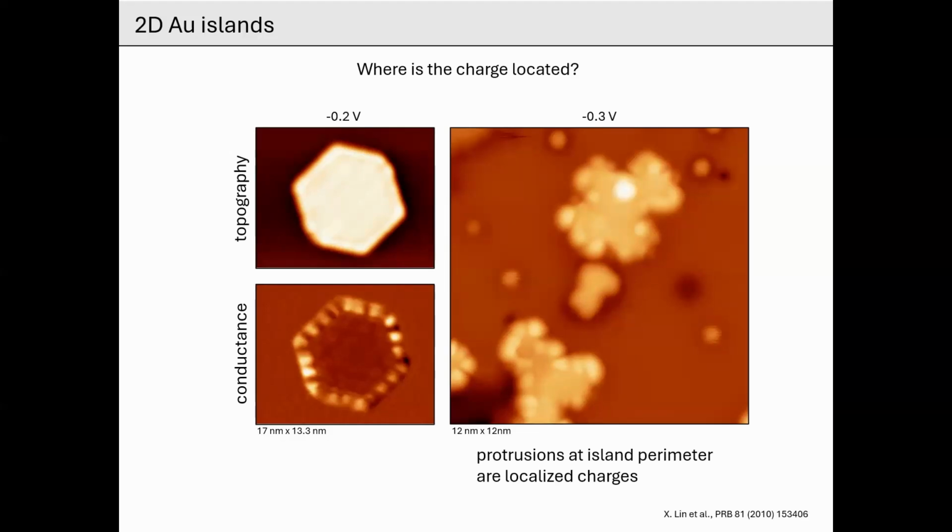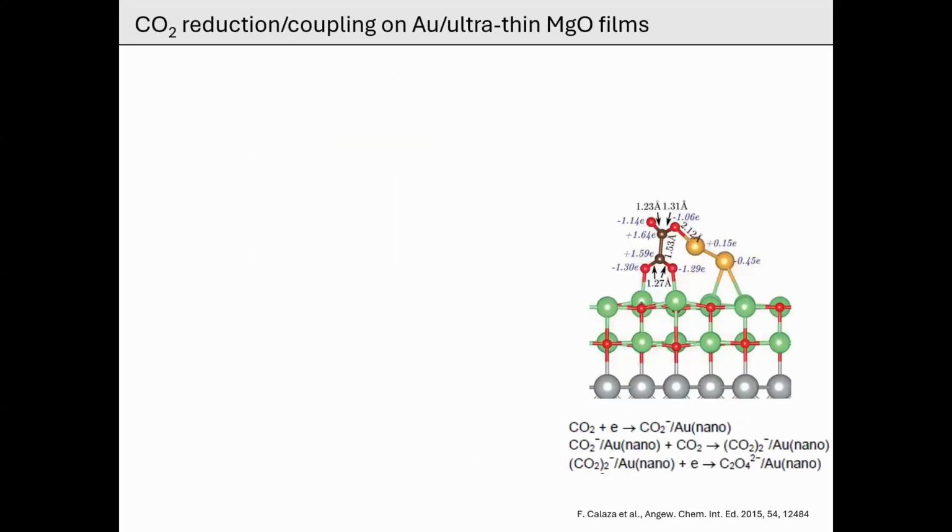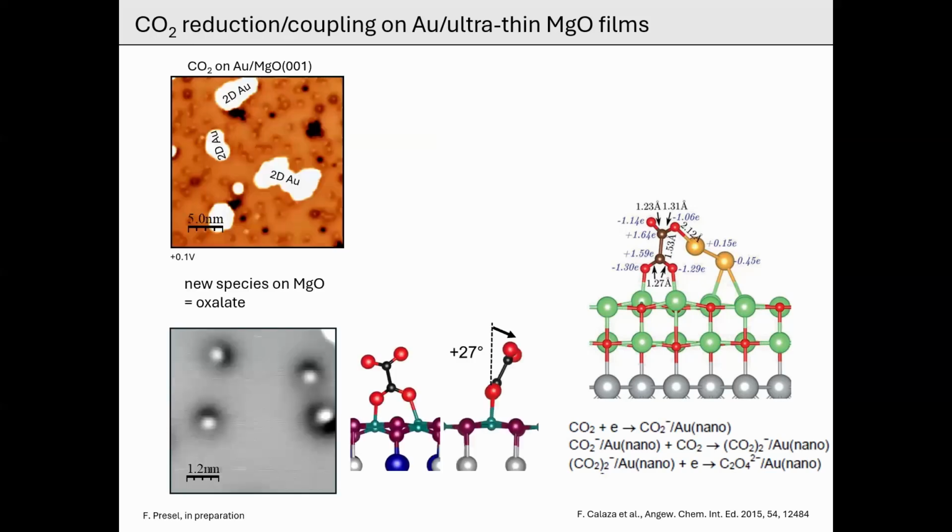And actually this will be my only reference to catalysis here. This can, of course, be used to drive some reactions. One thing that we studied already a couple of years ago was the interaction of CO2 with these nano islands. And based on infrared spectroscopy, we concluded that CO2 actually gets reduced, so takes a charge and couples with another CO2 to form oxalate, C2O4. So they basically drive the CO2 coupling reaction.